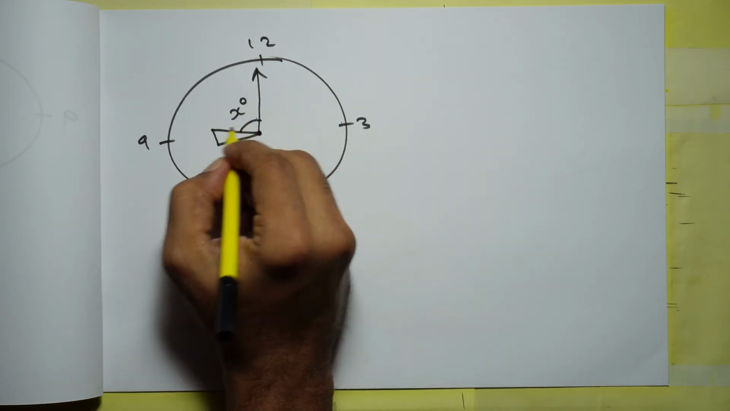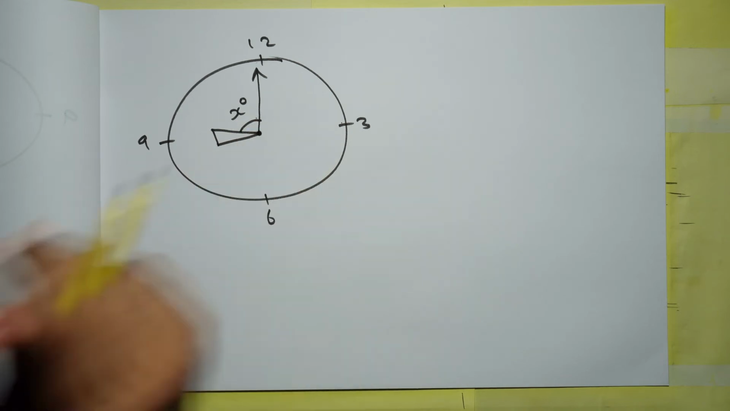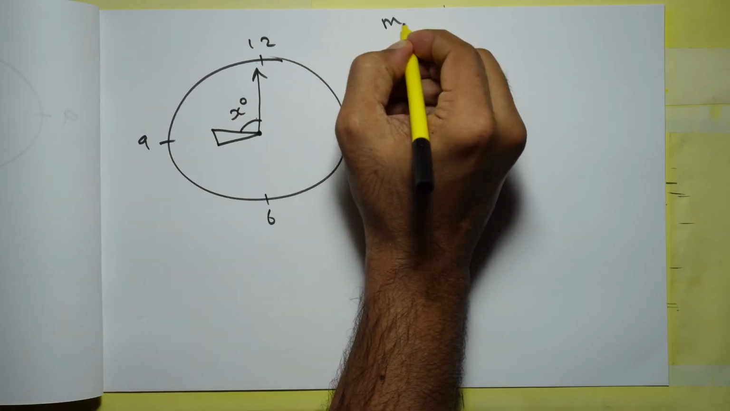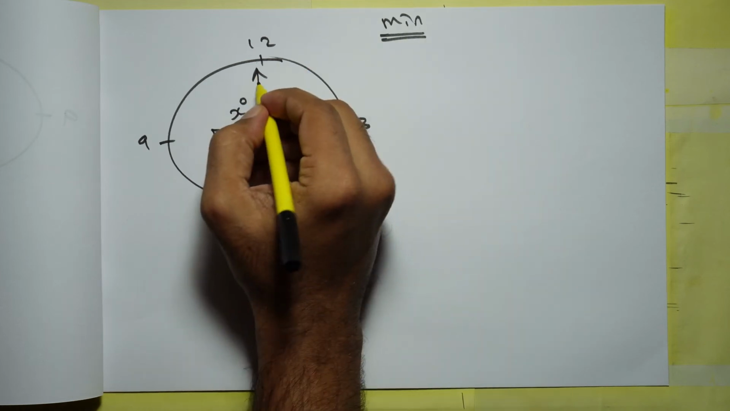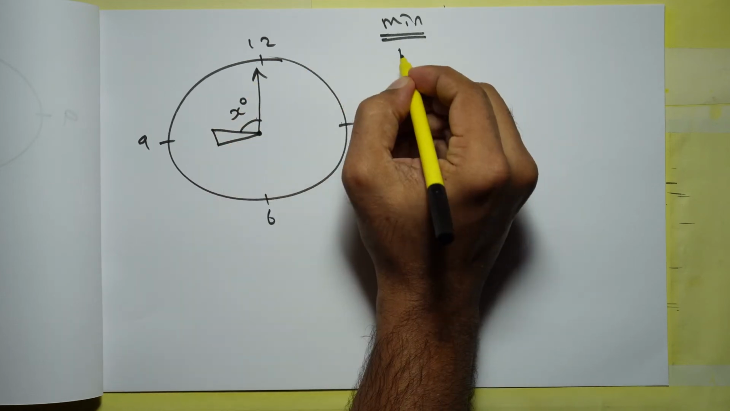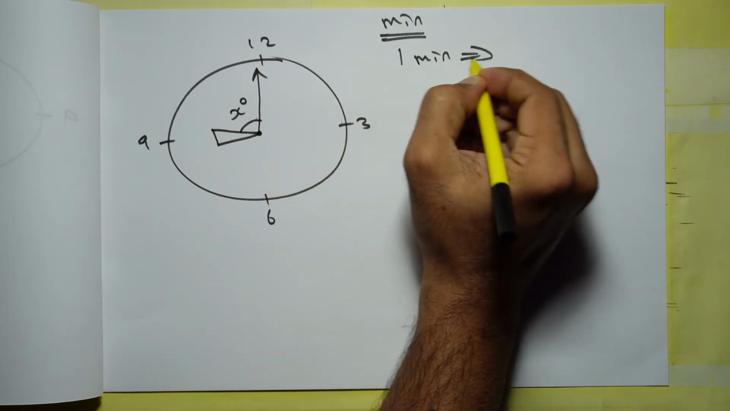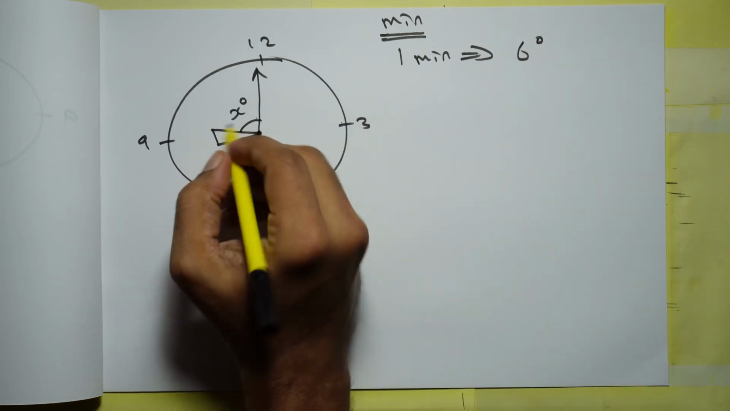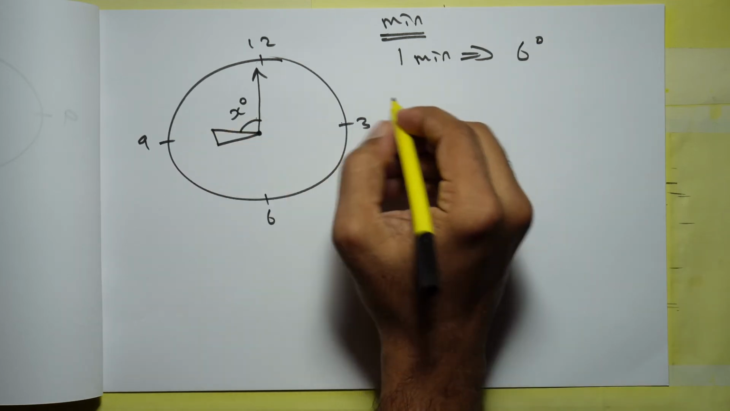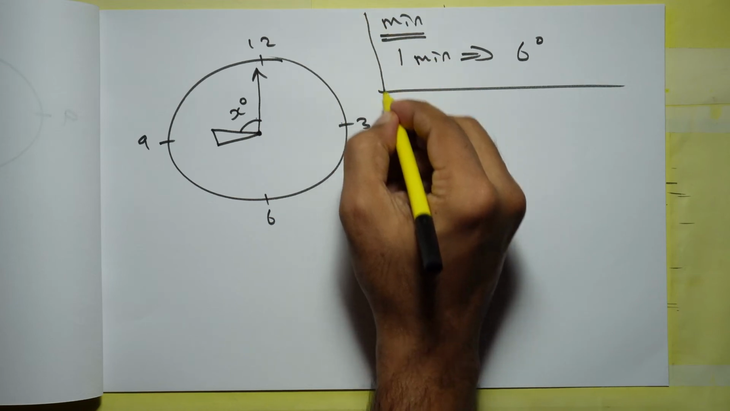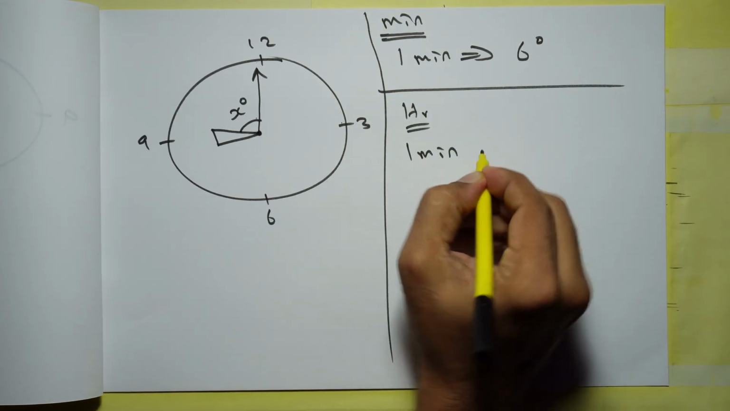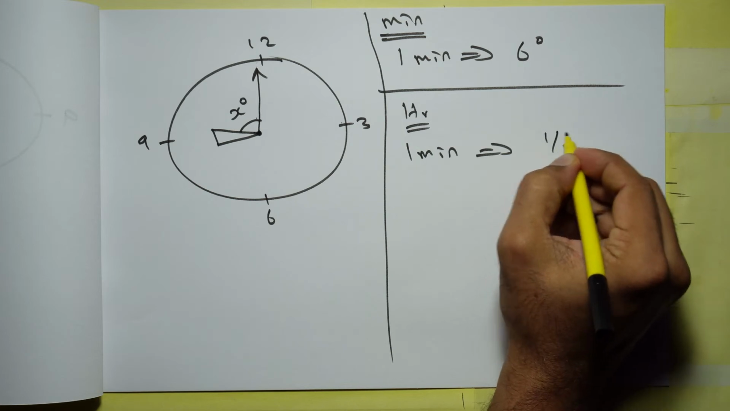Now the question is, what will be the angle after 1 minute? Right now it is x. If you look at the minute hand alone, as I have said, in 1 minute it will move 6 degrees. And if you look at the hour hand, it is also moving in the clockwise direction. In 1 minute, the hour hand will move half a degree.